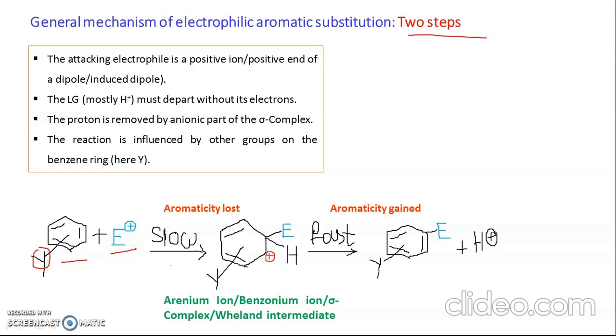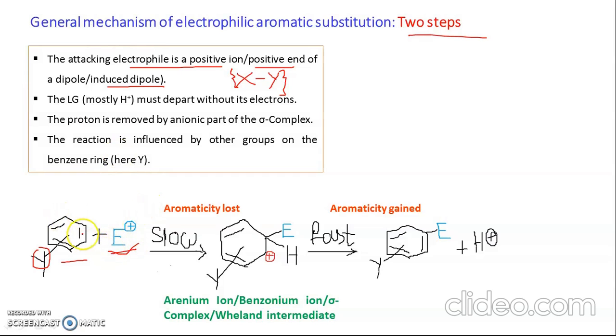Now, E plus is our electrophile. The attacking electrophile may be a positive ion carrying a positive charge. It may be the positive end of a dipole. Suppose you are using some molecule XY, where the side of X is the positive side and the side of Y is the negative side. So the positive end of a dipole, X, can also act as an electrophile. Or it may be an induced dipole, that is, partial positive charge over X and partial negative charge over Y. So different types of electrophile may be there, but here we have taken E plus.